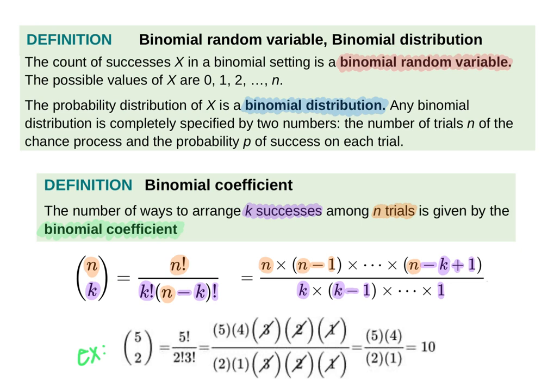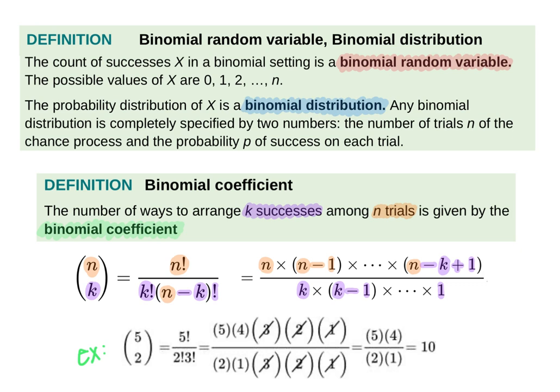If we have a binomial setting, so it meets all 4 criteria of BINS, that means that we have a binomial random variable for all those successes that we might call X. We know a lot about random variables already. If it meets a binomial setting, it's a binomial random variable, and random variables also have a binomial distribution. That is a probability distribution that is specified by 2 numbers: the number of trials n of the chance process and the probability p of success on each trial.